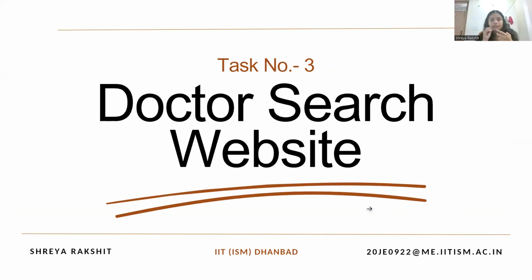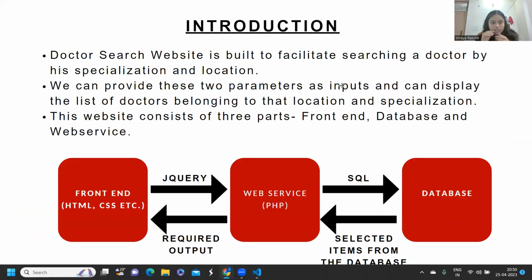So let's begin with a brief introduction about my task. Doctor search website is built to facilitate searching a doctor by its specialization and location. We can provide these two parameters as inputs and display the list of doctors belonging to that location and specialization. This website consists of 3 parts: front end, database, and web service. In the front end part, we will use HTML, CSS, etc. And in the web service part, we are using PHP, and for database, we are using MySQL.